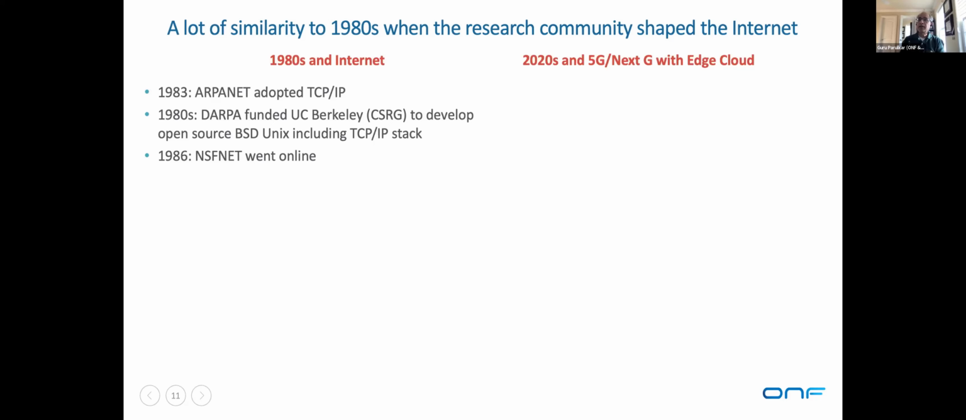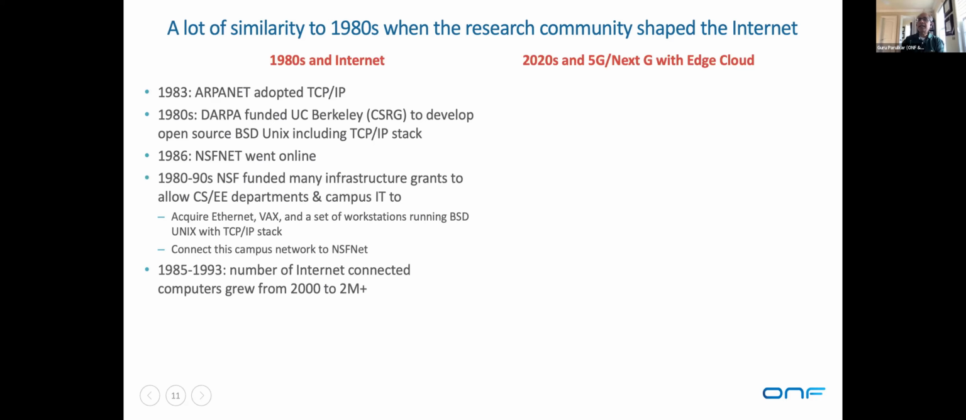In 86, NSF funded NSFNet, but more importantly, what NSF did during the 1980s and 90s is something that was called infrastructure grants. They allowed every university or most of the universities to acquire Ethernet, typically a VAX, and a set of workstations, and allowed them to build their own campus network, typically in the computer science or electrical engineering department. And then the computer science community, including myself and many other people that are very famous, they did their PhD research on this network and with NSFNet.